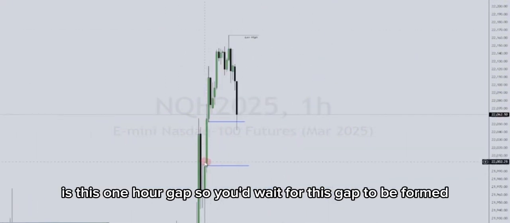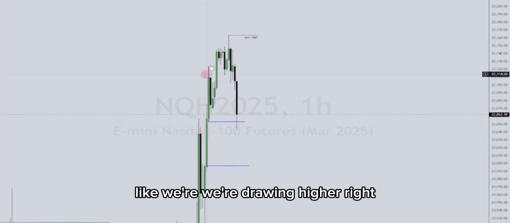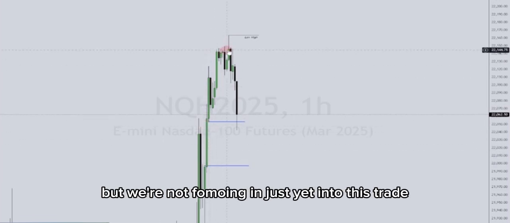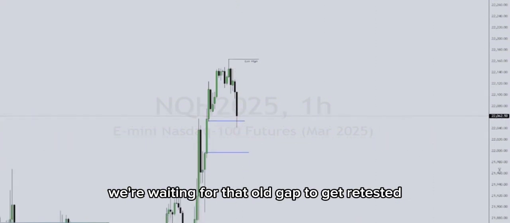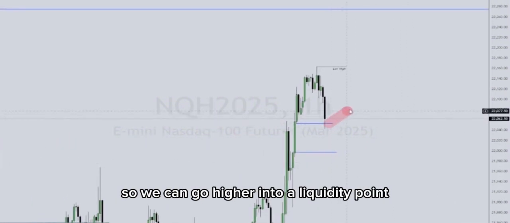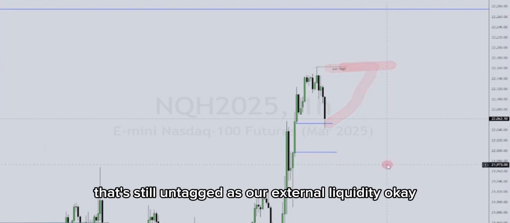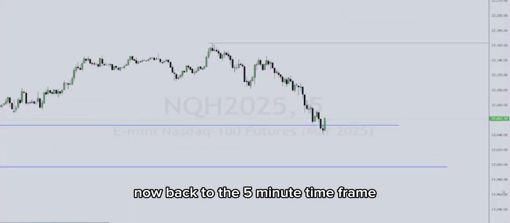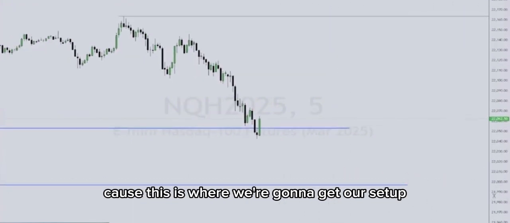So you'd wait for this gap to be formed. Like we're drawing higher, right? But we're not FOMOing in just yet into this trade. We're waiting for that old gap to get retested so we can go higher into a liquidity point that's still untagged as our external liquidity, okay? Now, back to the 5 minute time frame, because this is where we're going to get our setup.